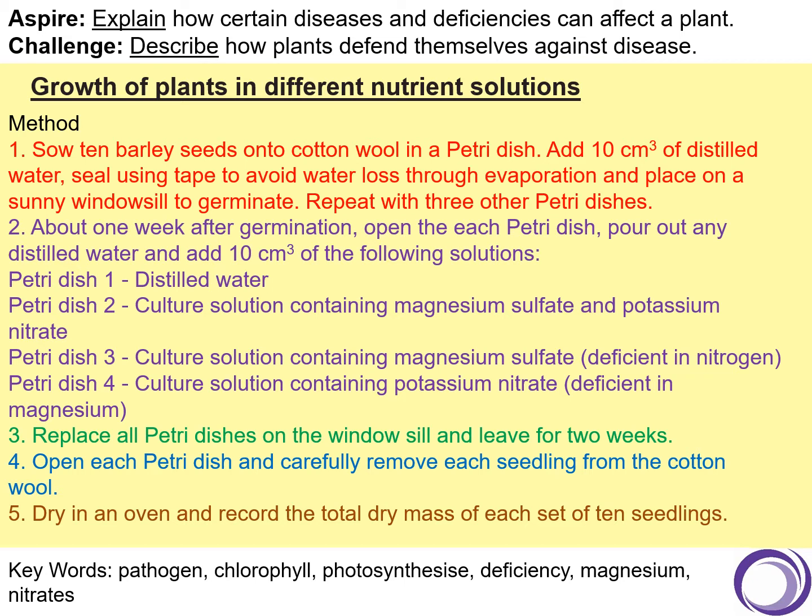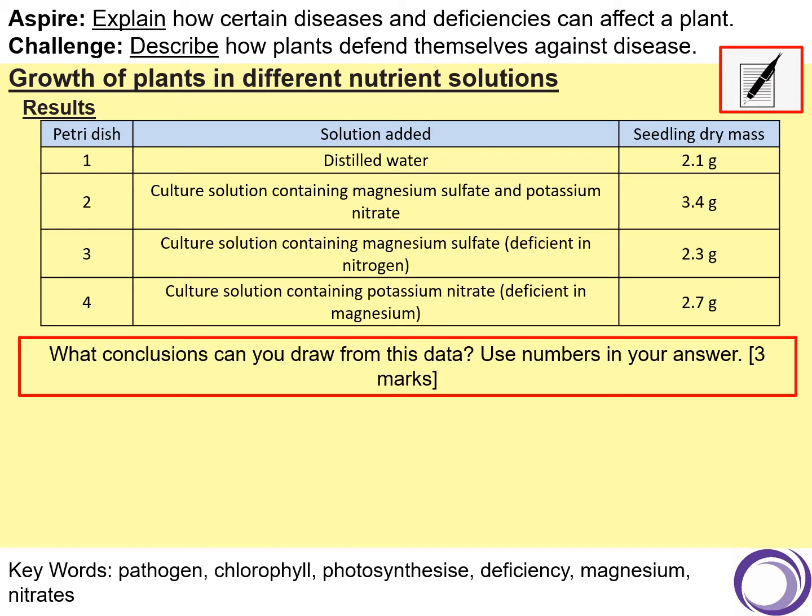Then after the 2 weeks is ended, open each petri dish and carefully remove each seedling from the cotton wool. And then what you're going to do is dry it in an oven and record the total dry mass of each set of 10 seedlings. So these are the results then obtained from this experiment.